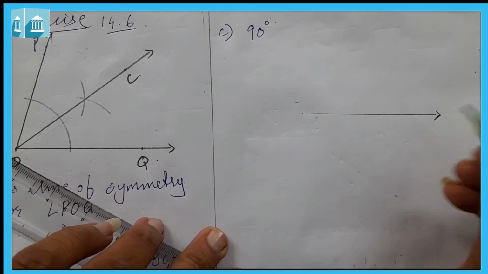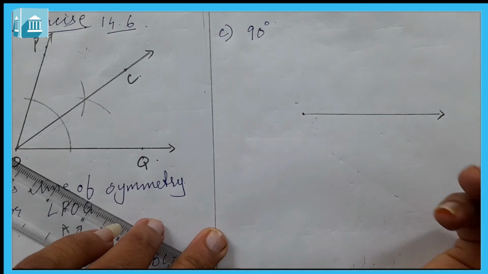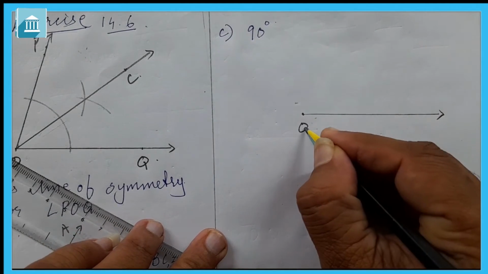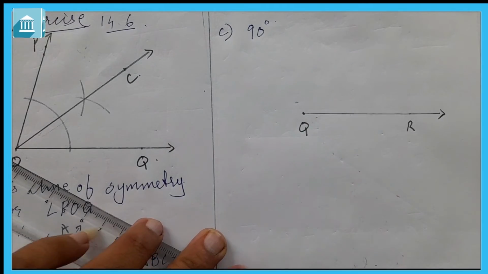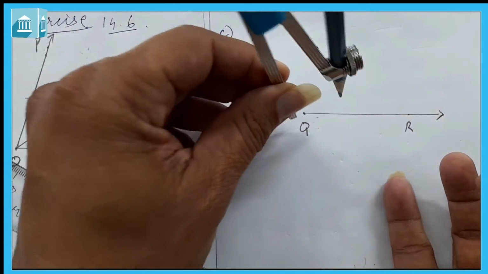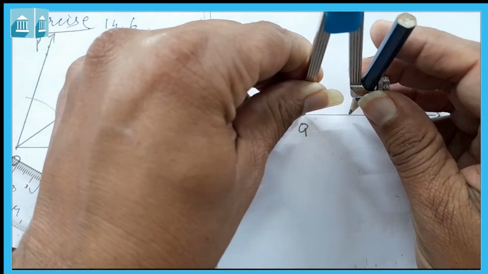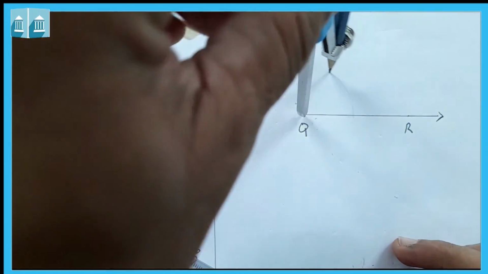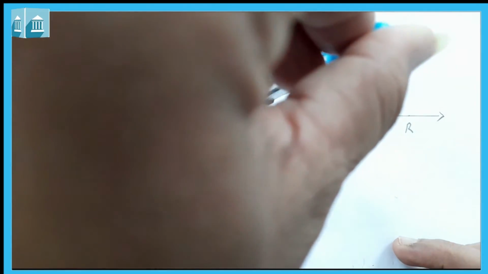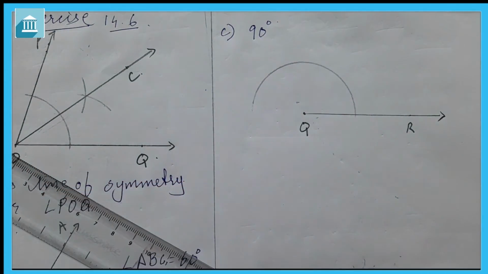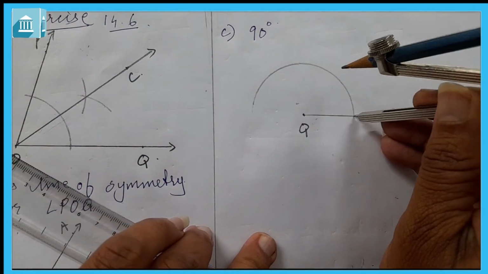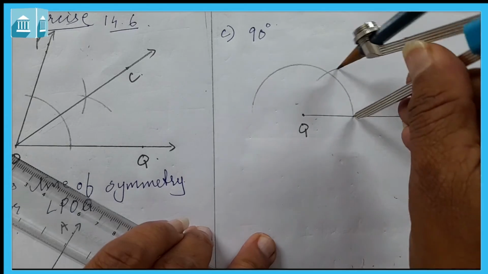We need to draw one line here like this. Let it be Q, here it be R. Now with convenient radius, any radius you can, and with center Q, we need to draw one arc like this. This is R. Then here it will be 60 degree, we know here it will be 60 degree.